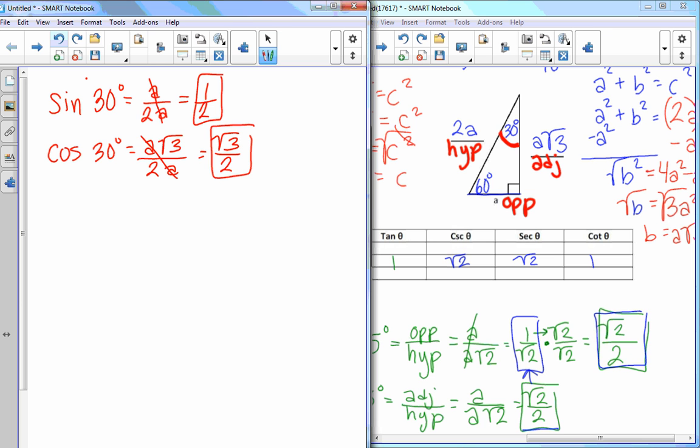For cosine. Okay, I'm going to do tangent. TOA. Tangent 30 degrees. Okay, Davis, what would our ratio be for tangent 30 degrees?